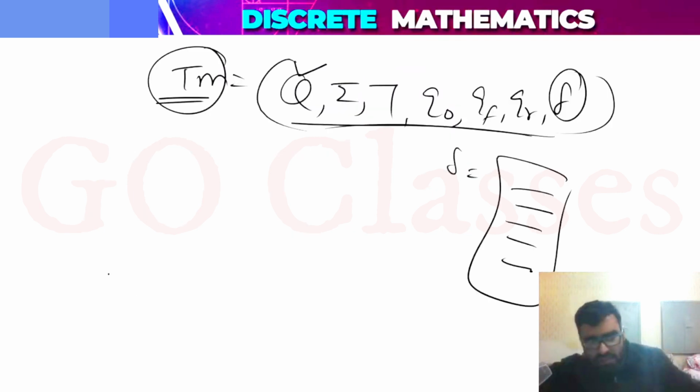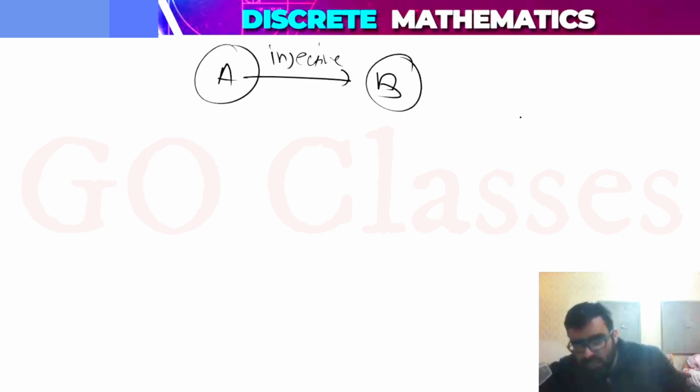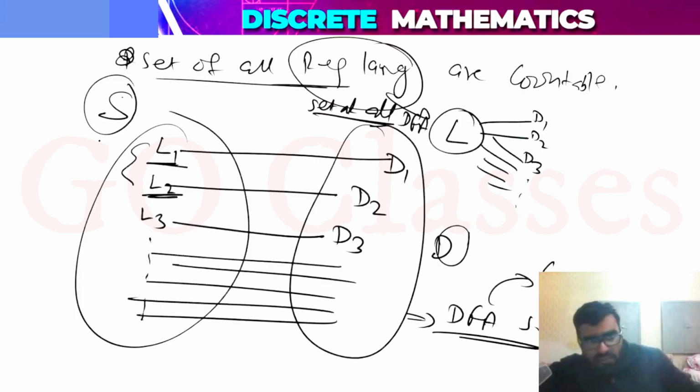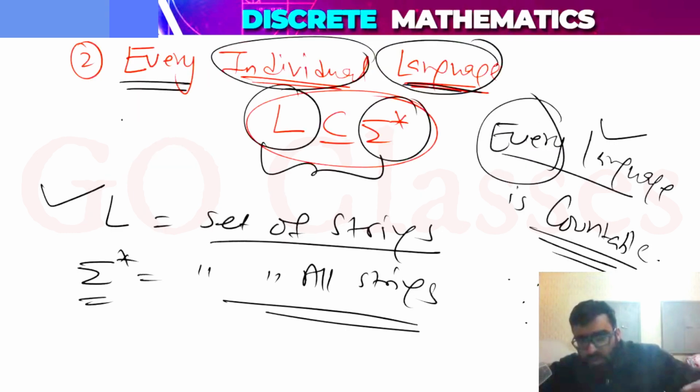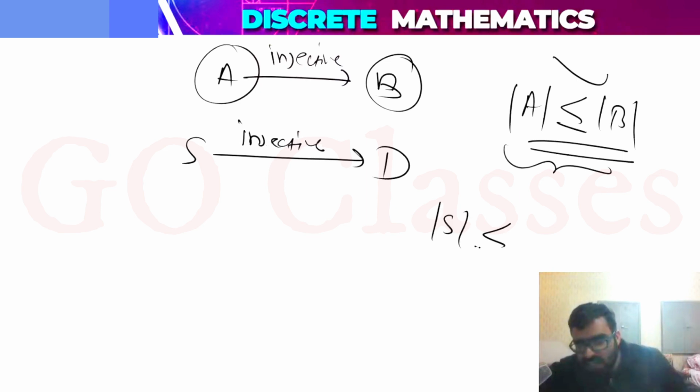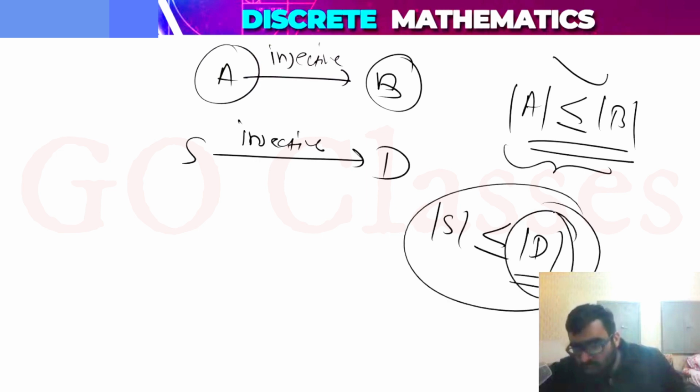And I told you yesterday that if there exists an injective function from a set A to a set B, if you can define an injective function from set A to set B, then you can say set A has cardinality less than or equal to set B. This theorem, this definition, we have seen yesterday. So you can see that I have given you an injective function from set S to set D. Hence I can say this set S is countable, because set S has cardinality less than or equal to set D, and set D is already countable, you know. So hence you can say set S is also countable.